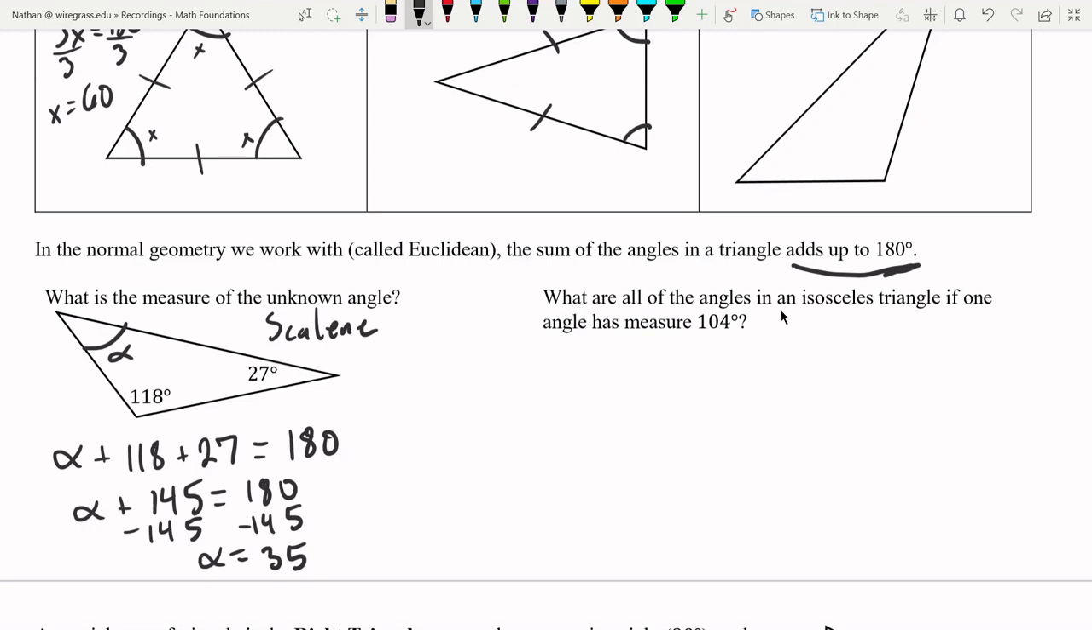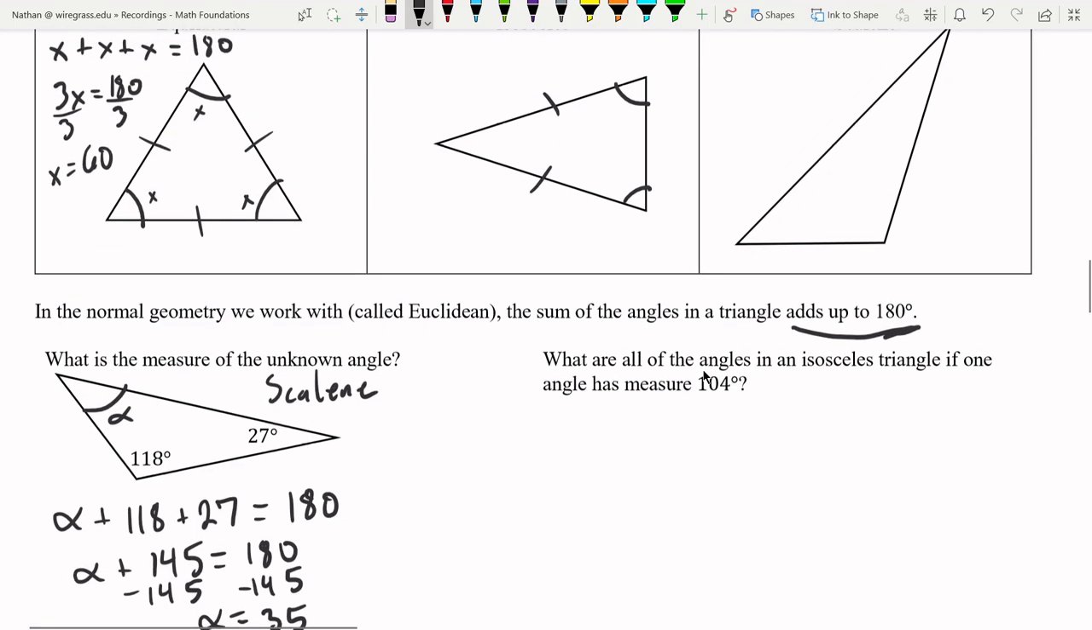Now, what are all the angles in an isosceles triangle if one angle has measure 104 degrees? So the question here is, if one of these angles has the measure 104 degrees, what are the other two angles? Well, because an isosceles triangle always has two angles equal to each other, that means that if one of these angles was 104, the other angle would have to be 104.